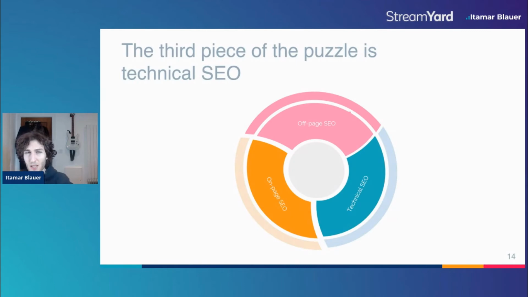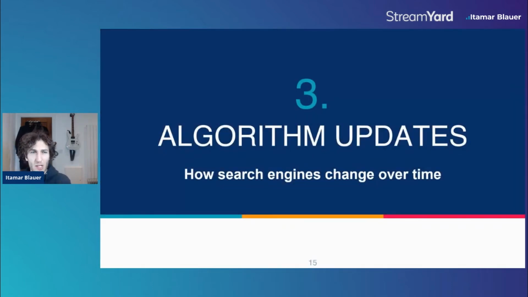And the third piece of the puzzle is technical SEO, which is what I kind of mentioned before, which is all about how easy is it for search engine crawlers to find and access your website. Does your website load quickly? That kind of stuff. So let's talk a little bit about algorithm updates, because search engines change all the time.